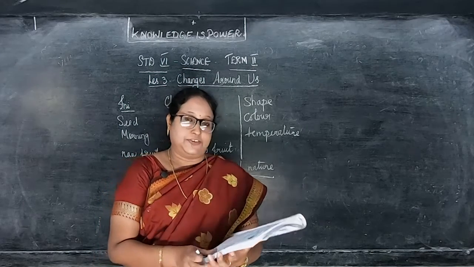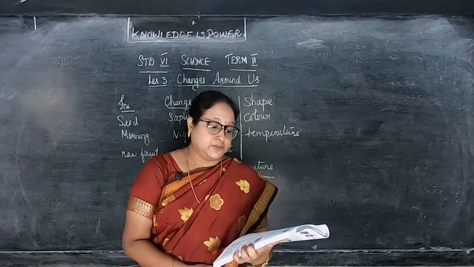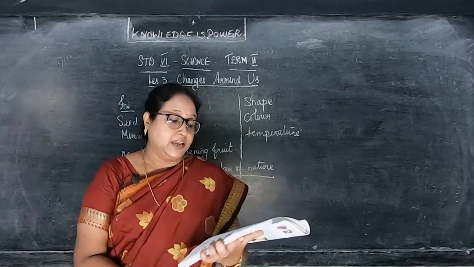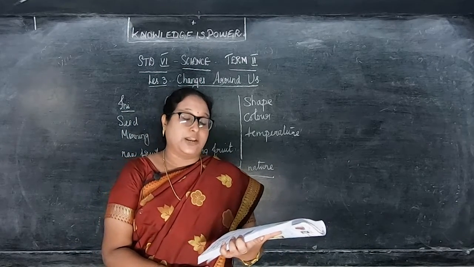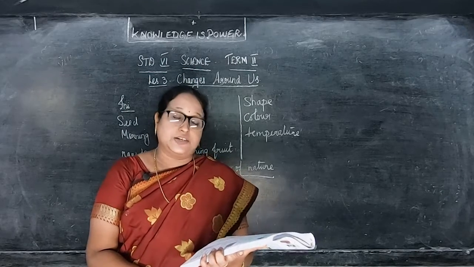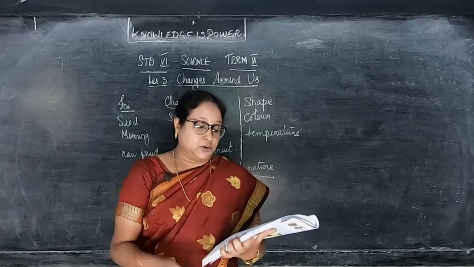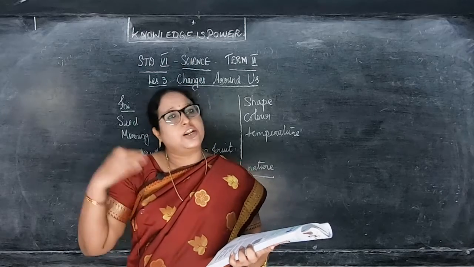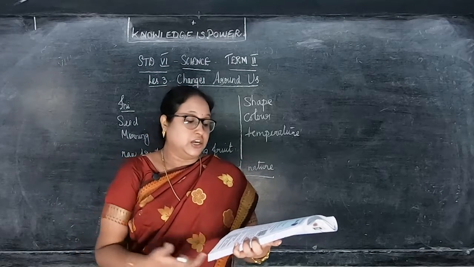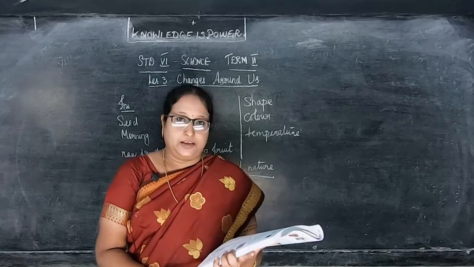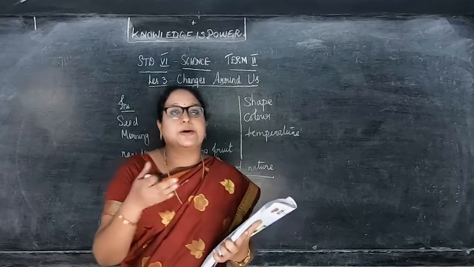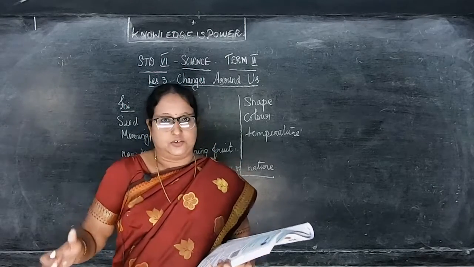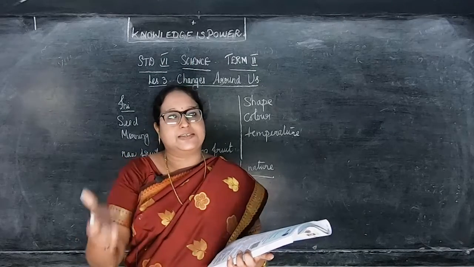Now first you see classification of changes. There are different types of changes that occur around us. Okay children, what are the different types of changes? Some changes take place very quickly while others take hours, days or even years. So some changes are temporary while others are permanent. Permanent means for always.